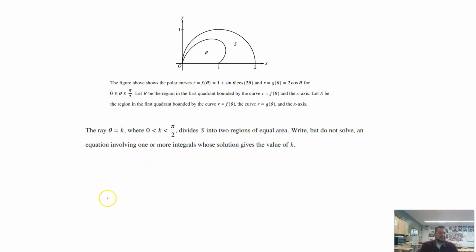Letter B says the ray theta equals k, where k is between 0 and pi halves, divides S into two regions of equal area, right? But do not solve, write an equation involving one or more integrals whose solution gives the value of k. Now basically what this is saying is we're going to draw a line out in this direction that makes it so that this area is equal to this area. So what we're really saying is we need to do an integral from 0 to whatever that ray is of 1/2 times the two functions subtracted from each other, so I'm going to have g of theta squared minus f of theta squared. Remember, we do the further radius minus the closer radius, d theta.